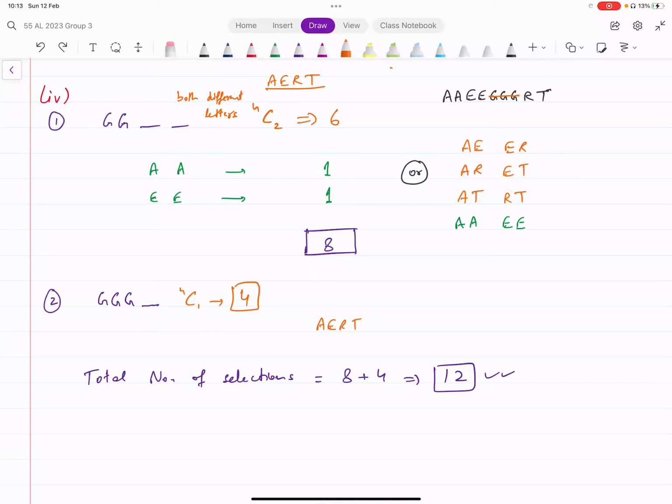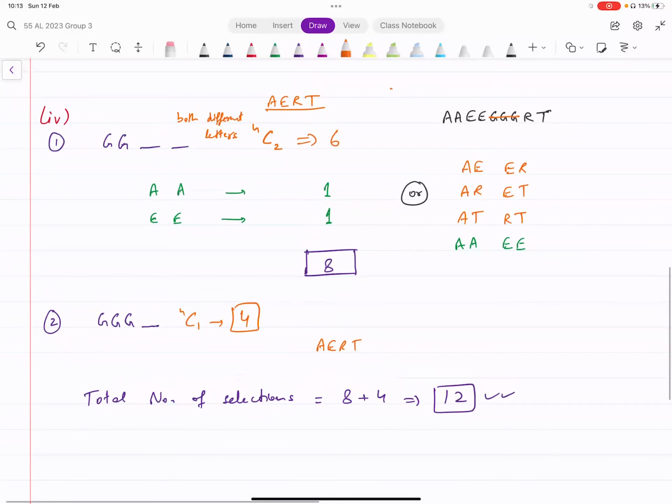So combinations में क्योंकि आपके repetitions handle नहीं हो सकती directly, आपको cases बनाने पड़ते हैं उसके. अब यहाँ पे क्या है, G's भी repeat हो रहे हैं और फिर आगे A's भी repeat हो रहे हैं, E's भी repeat हो रहे हैं, तो इसमें फिर आपको बहुत सारे different cases बनाने पड़ते हैं.